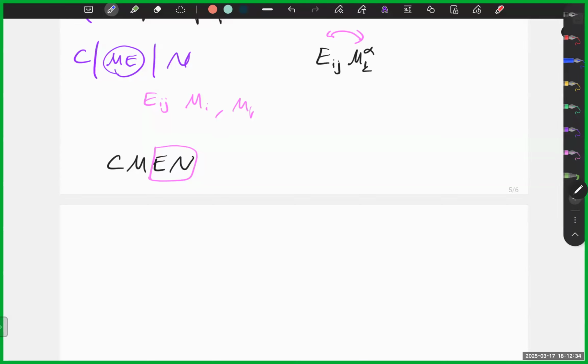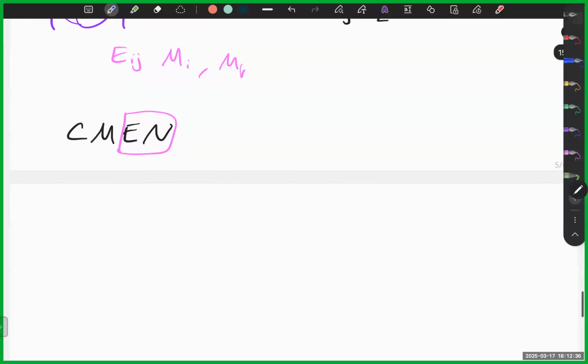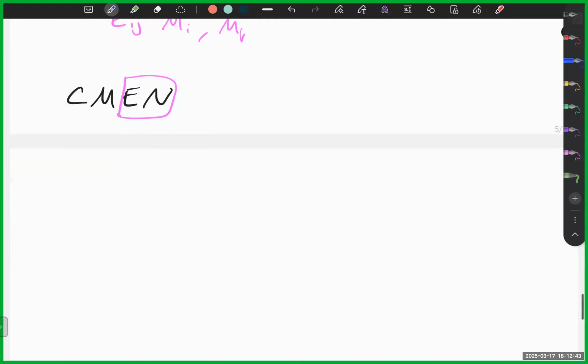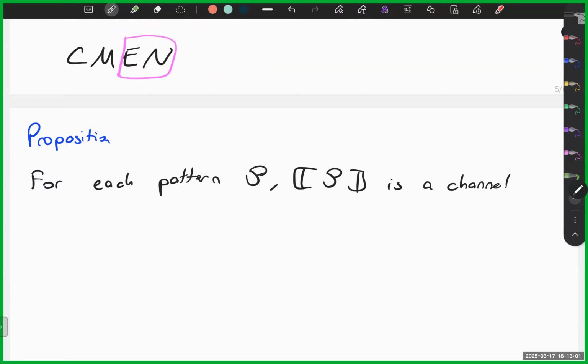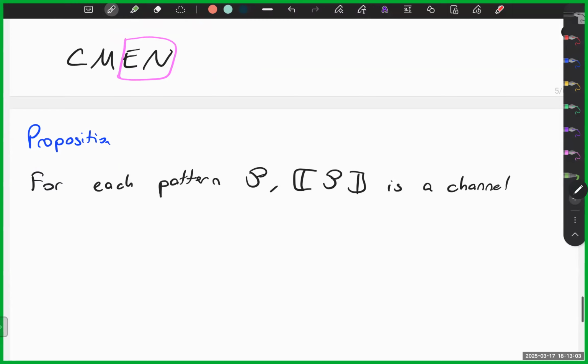Okay, so now we can show the proposition that I mentioned before. For each pattern P, its realization is a channel. It takes from the input Hilbert space to the output Hilbert space.